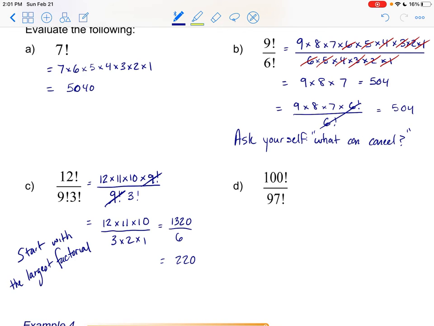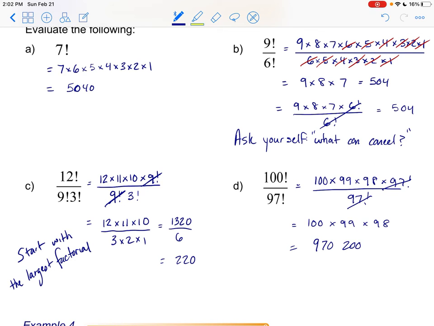So for example D here, 100 factorial over 97 factorial, you definitely cannot do this on your calculator. These numbers are way too big. But we know we can write 100 out as 100 times 99 times 98 times 97 factorial divided by 97 factorial. There's what can be cancelled, so we're just left with 100 multiplied by 99 multiplied by 98, and that is doable on a calculator. Still get a bit large number as the answer, but it's much more doable, and that'll give us 970,200.